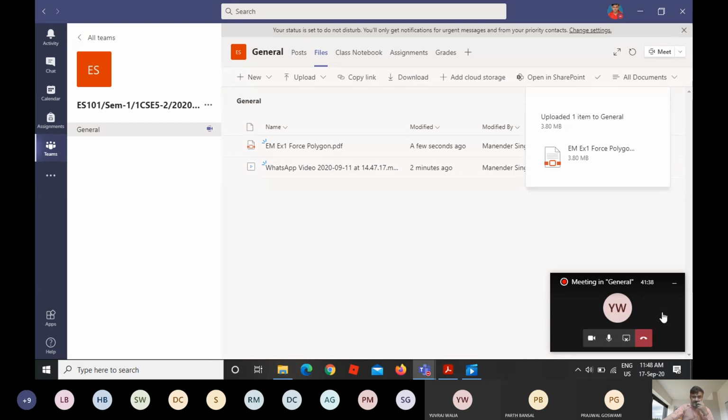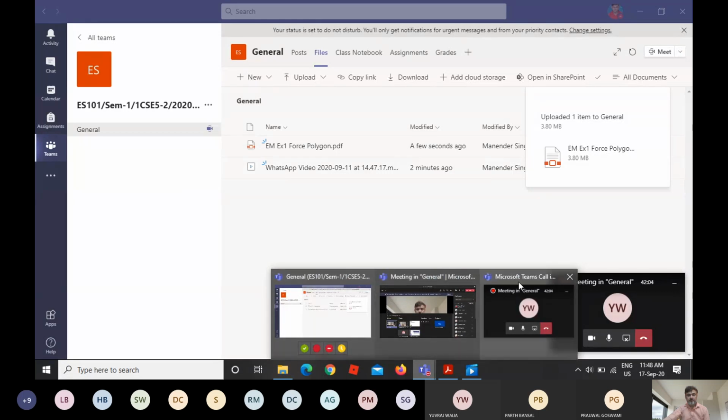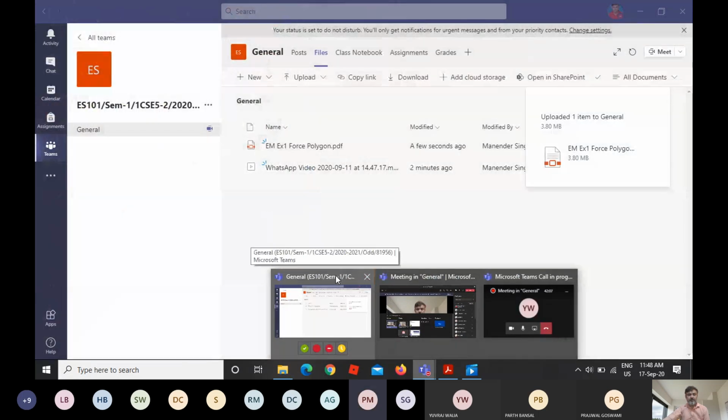Students? Yes, sir. Got it? So in the files? In the files. Yes, sir. Also download it. In this PDF, you can also find other students' practicals in the previous practicals.